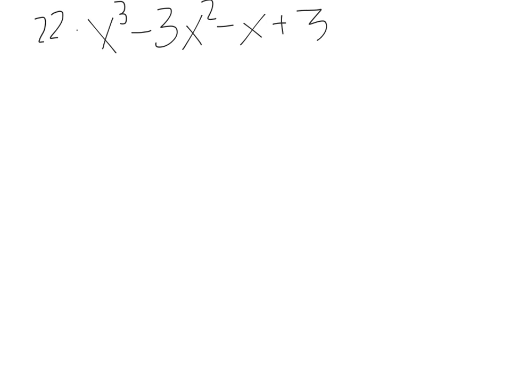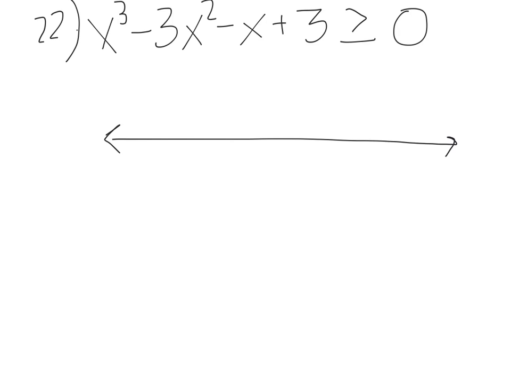Okay, this is number 22 on your review. The problem is x cubed minus 3x squared minus x plus 3, and it wants to know where this is greater than or equal to 0. And then the directions, if you read them, say, solve the following polynomial inequalities, use your graphing calculator and a sign chart. So for our sign chart, we're going to require a number line.